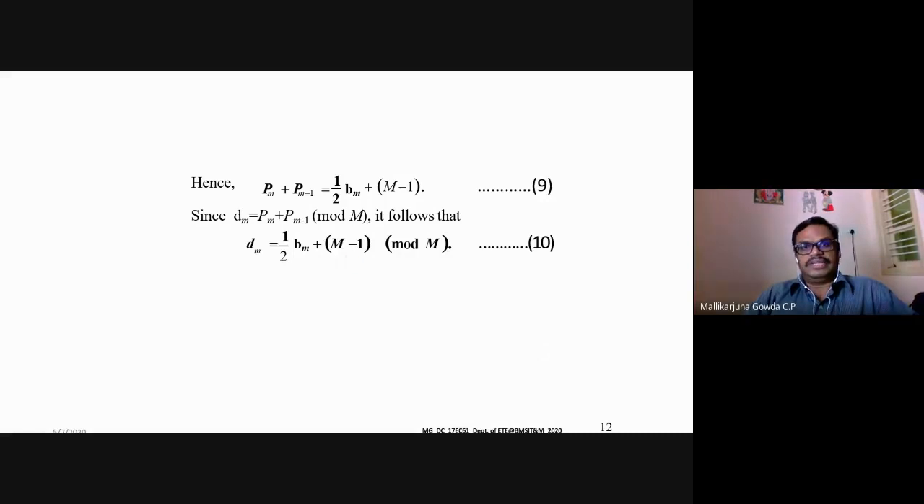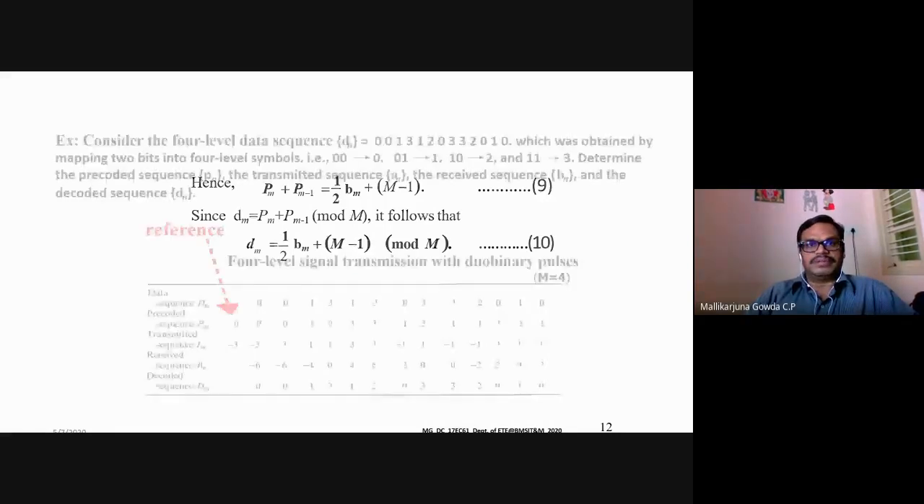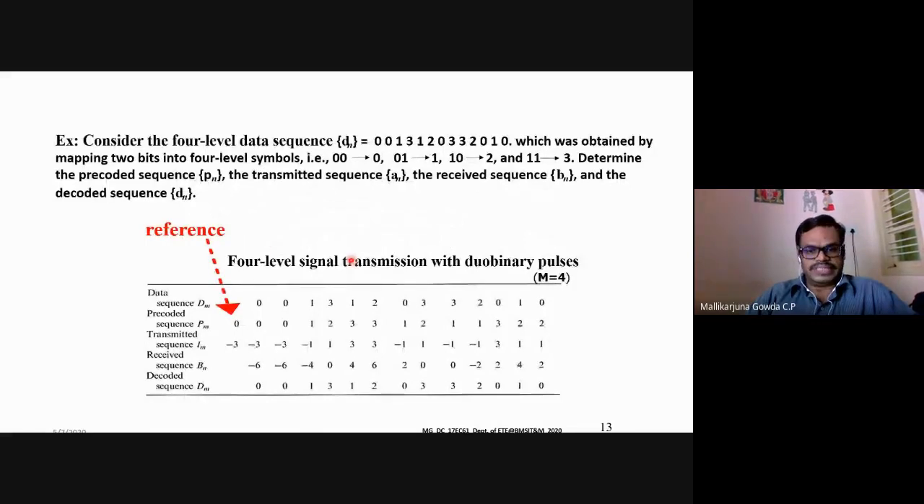So let me take an example. You try this by yourself. Note down this example. Let us consider the 4-level data sequence, which is denoted as 0, 0, 1, 3, 1, 2, 0, 3, 3, 2, 0, 1, 0. This is my input data sequence, which has 4 levels.